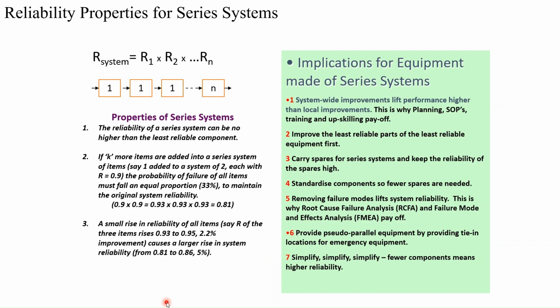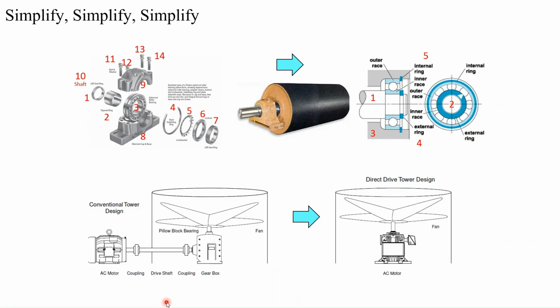3. Carry spares for series systems and keep the reliability of the spares high. 4. Use standardized components, so fewer spares are needed. 5. Removing failure modes lifts system reliability. This is why root cause failure analysis, RCFA, and failure mode and effects analysis, FMEA, pay off. 6. Provide pseudo-parallel equipment by providing tie-in locations for emergency equipment. 7. Simplify. Fewer components means higher reliability.